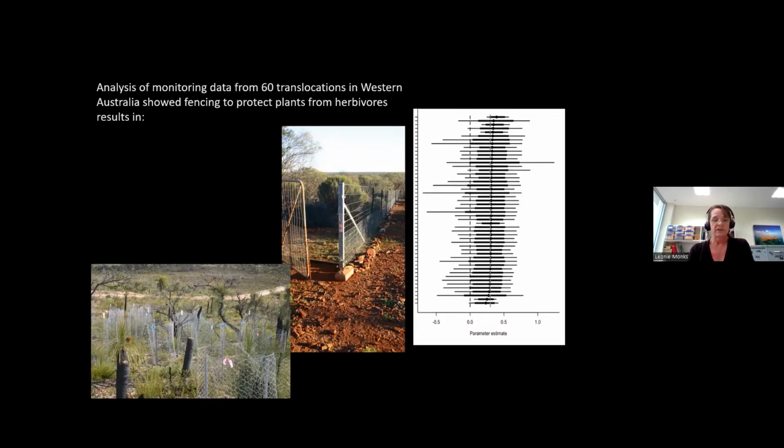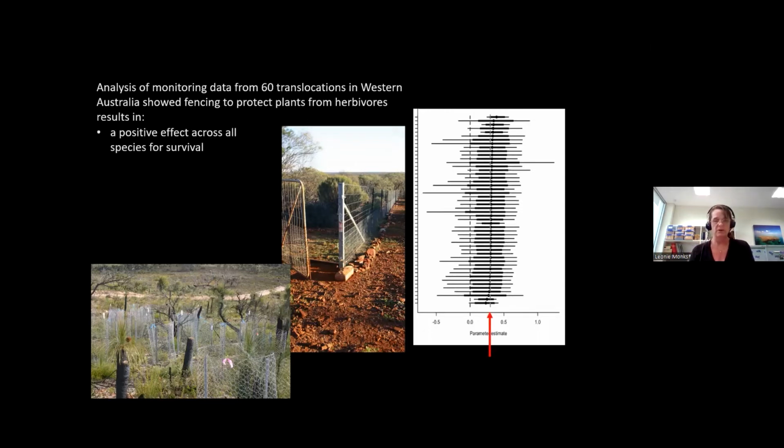For a number of our translocations, we've watered the plants for the first summer or two following planting, and we've also fenced the plants or entire translocation sites to protect them from herbivores. We've now used the monitoring data from 53 species from 60 sites planted across the southwest of Western Australia and monitored these between 1998 and 2017 to assess how important these techniques are for improving survival, growth and reproduction of translocated plants.